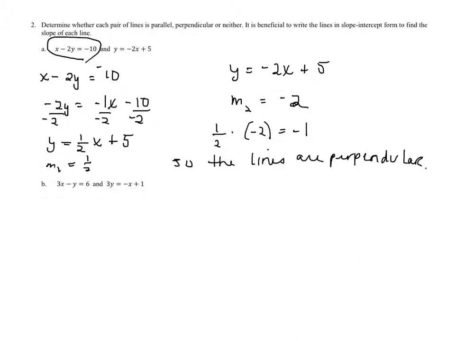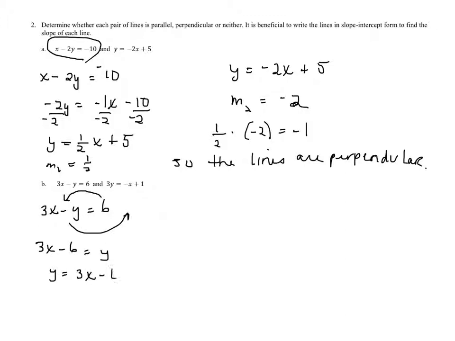Okay, so let's do the next one. Again, we're given two equations, and we want to solve for y in terms of x. So I have 3x take away y is equal to 6. I can bring the negative y over to the other side and then bring the 6 over here. So y is equal to 3x take away 6.